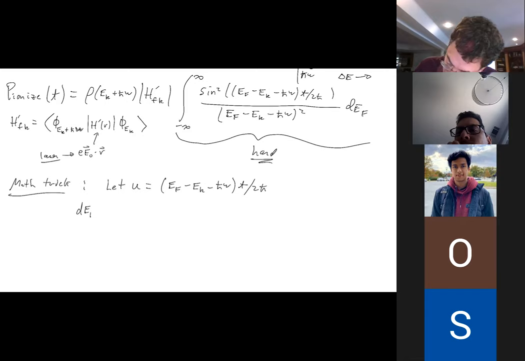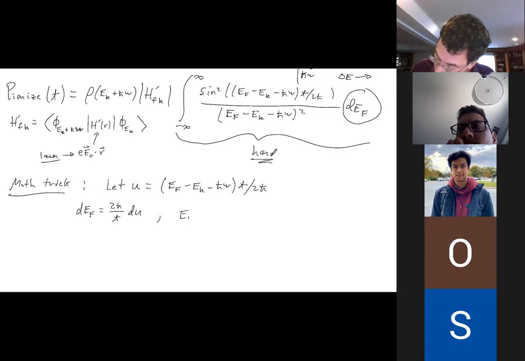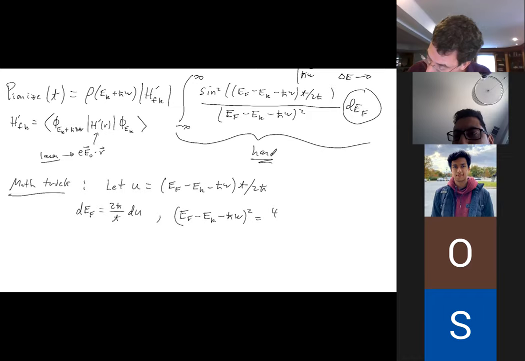dE_f, the thing I'm integrating over. If I do the little calculus trick, dE_f is then equal to 2 h bar over t du. And we also can see that the denominator part, E_f minus E_k minus h bar omega, squared, is equal to 4 h bar squared over t squared u squared. And so let's plug that in.